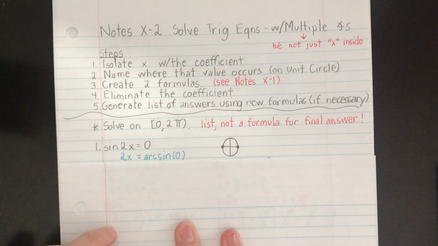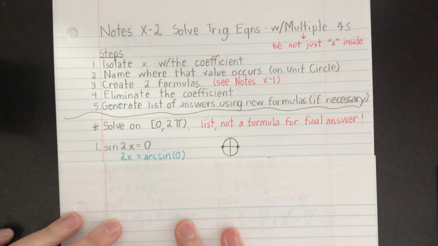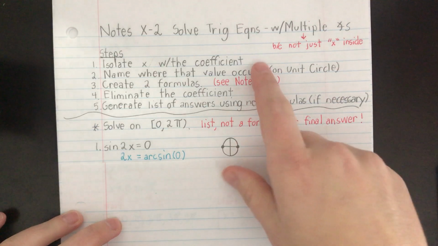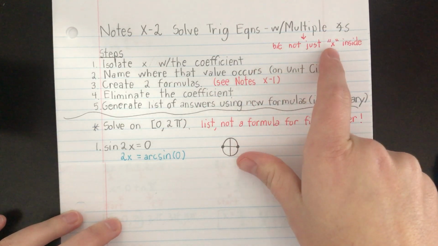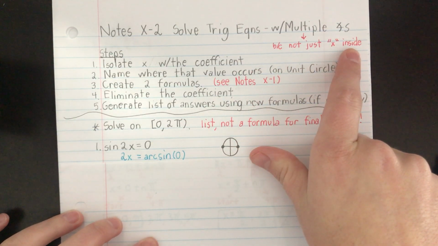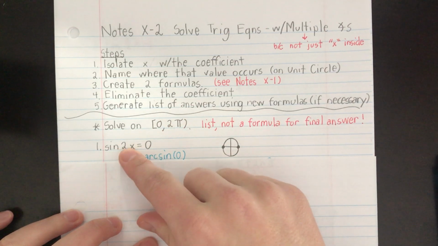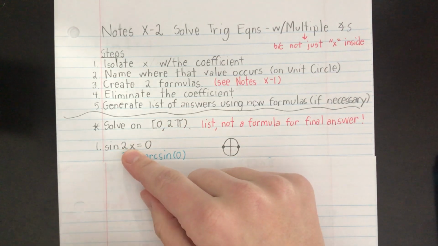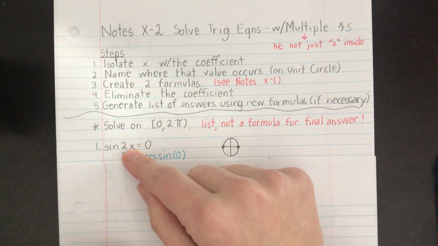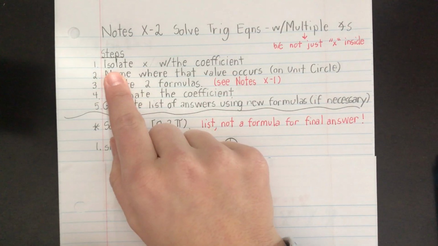Today we're looking at notes X2, solve trig equations with multiple angles. This is because not just x will be on the inside. So like here, it's sine of 2x instead of sine of x. And you might see sine of 1/2 x or sine of 4x, etc. So here are your steps.